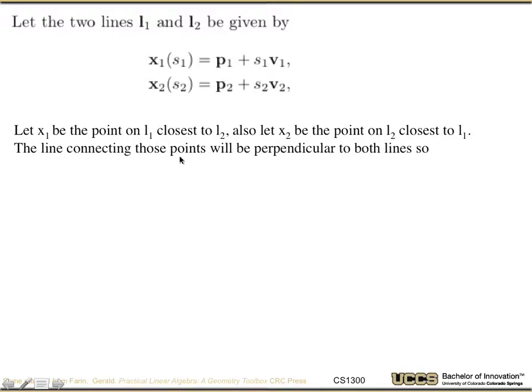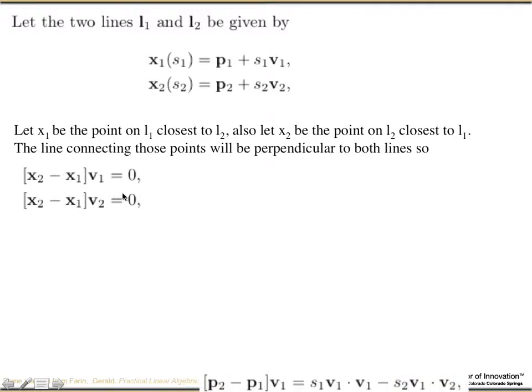If I connect those 2 points with a line, it has to be perpendicular to both lines. Why? Because it's the point of closest approach. Whenever I'm talking about something closest to a line, it's always perpendicular. So it's got to be closest to both line 1 and line 2, which means x2 minus x1, the connecting line, dotted with v1, the direction of the first line, has got to equal 0. Do the same thing with v2, and it's also got to equal 0. This is just a general constraint for the points being the closest.